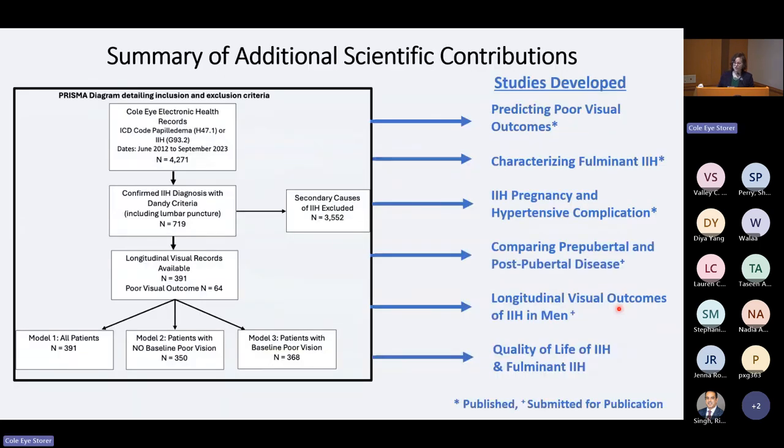And I just want to touch on a few other studies we were able to do with our COAL-I cohort here, but I just didn't have time to discuss. So in addition to what you heard today, we also evaluated IH in pregnancy and hypertensive complications within this condition. We evaluated prepubertal and postpubertal disease because they actually present differently in children. We also evaluated longitudinal visual outcomes of IH in men, and we evaluated the quality of life of IH and fulminant IH in patients.